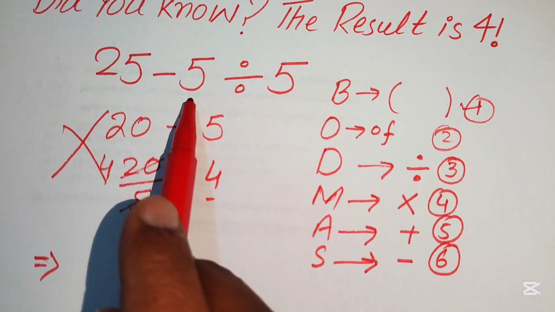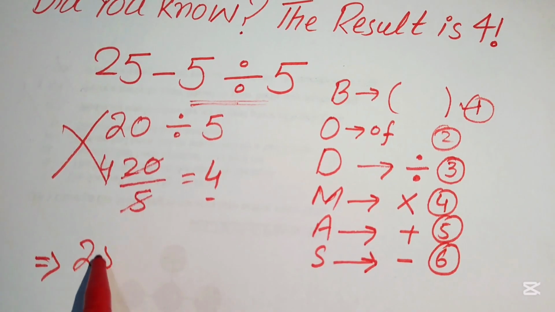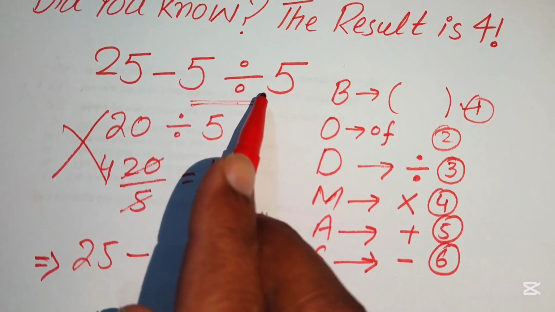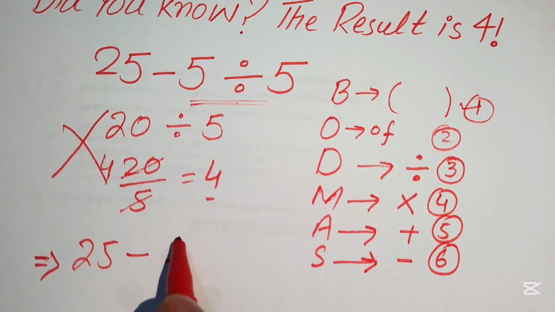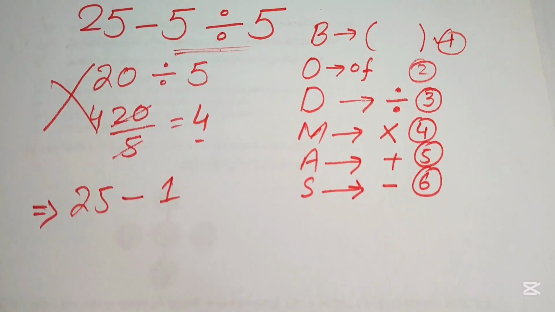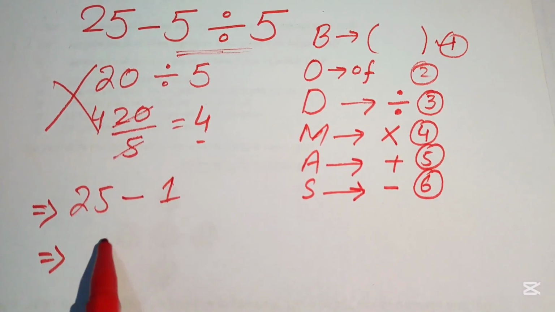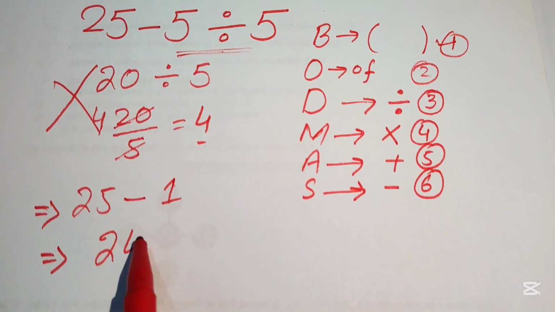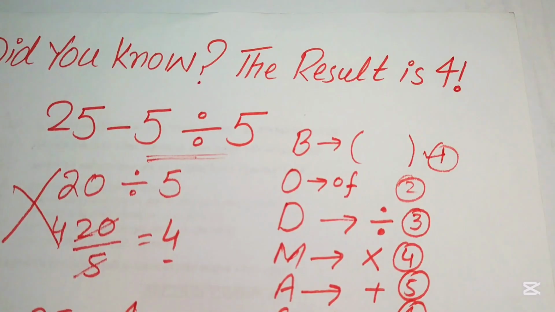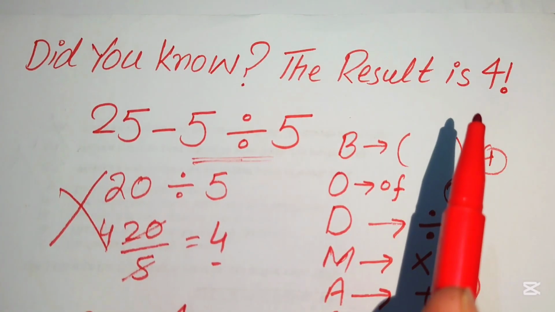So first we solve this division operation. We write it as 25 minus, and when you divide 5 by 5, we get 1. After that we subtract 25 minus 1, and we know that 25 minus 1 equals 24. But in our question I can write that the answer of this problem will be 4 factorial.